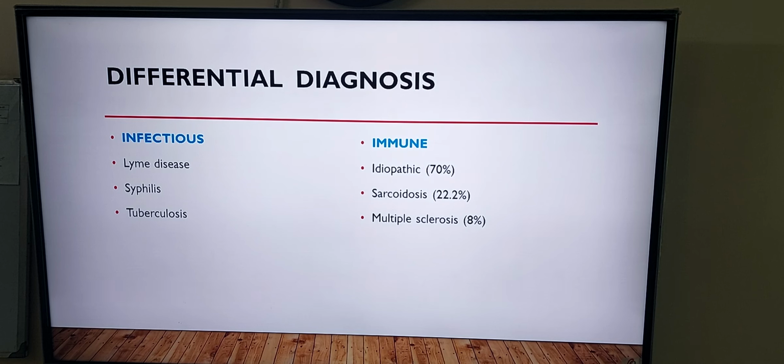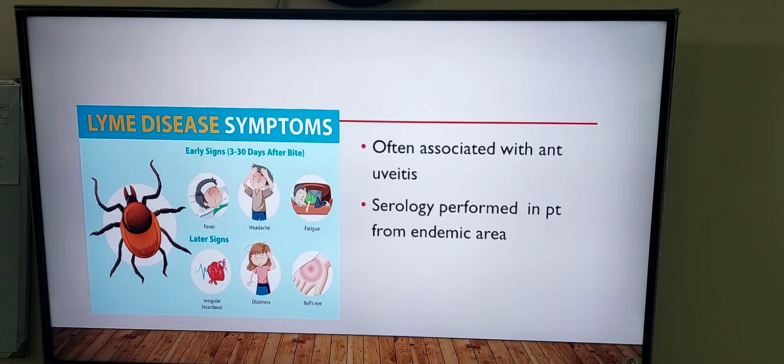Now we discuss the differential diagnosis number 1. Lyme disease, it's because of the tick. The signs are fever, headache, fatigue, irregular heartbeat and dizziness, often associated with anterior uveitis also, and serology is performed in patients from endemic areas.